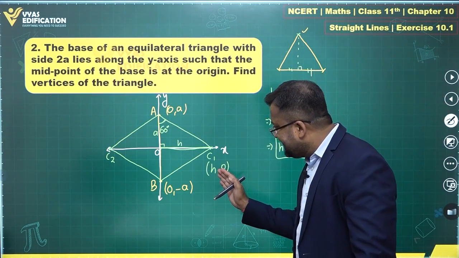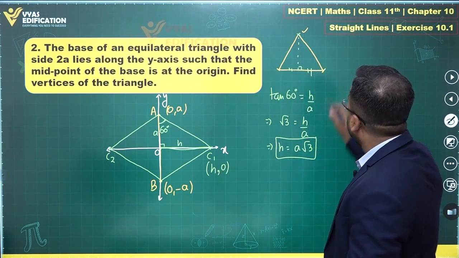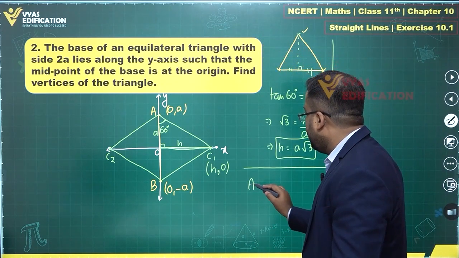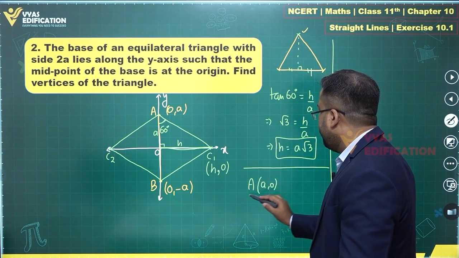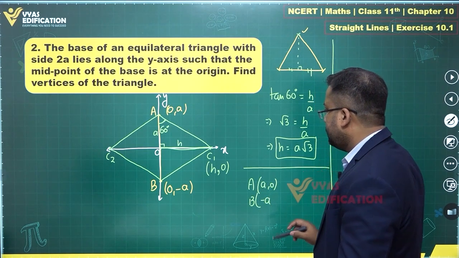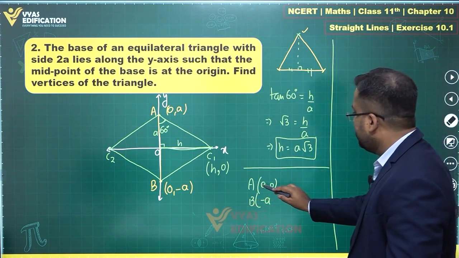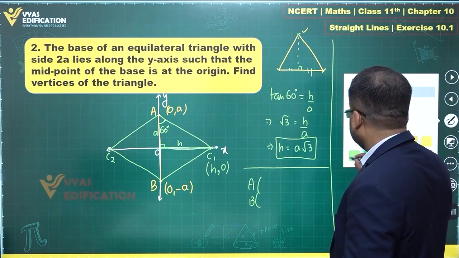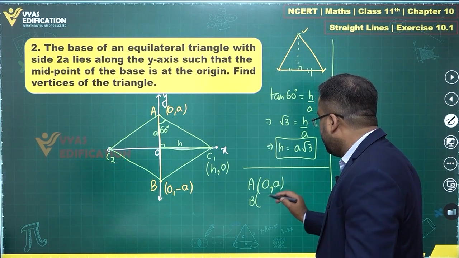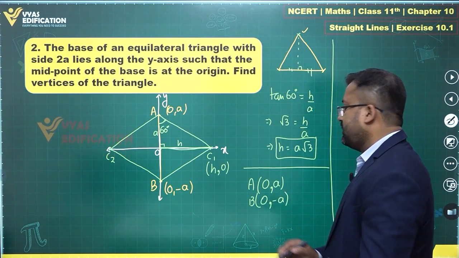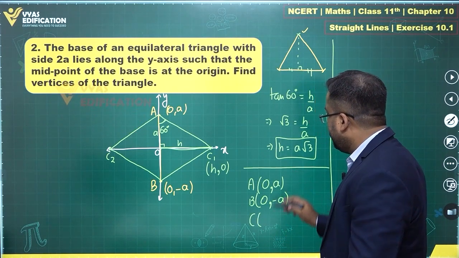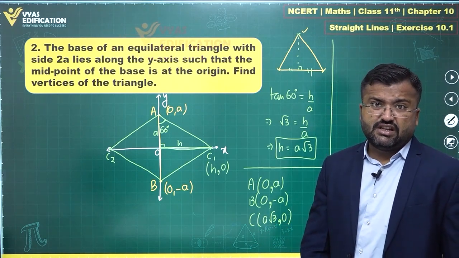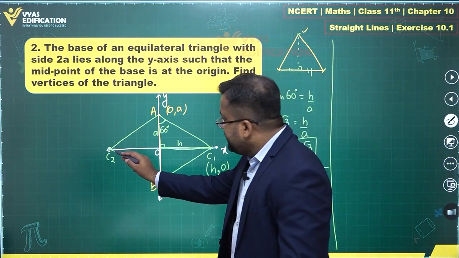So with the help of this, I can say that the coordinates of the vertices of the triangle can be A, which is, sorry, just a minute, not A comma 0, it is 0 comma A, right? 0 comma A, 0 comma minus A, these are the coordinates, and the coordinate of vertex C will be A root 3 comma 0. This is what you'll have. Is that okay? Yes. What about coordinates of this C2?